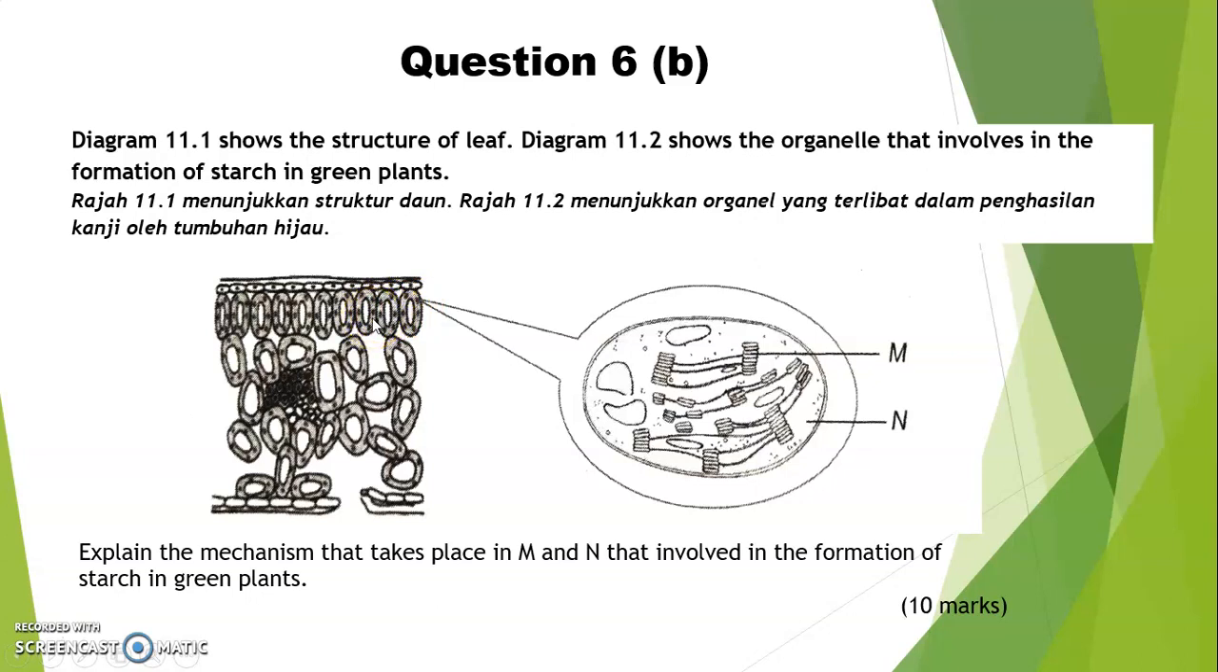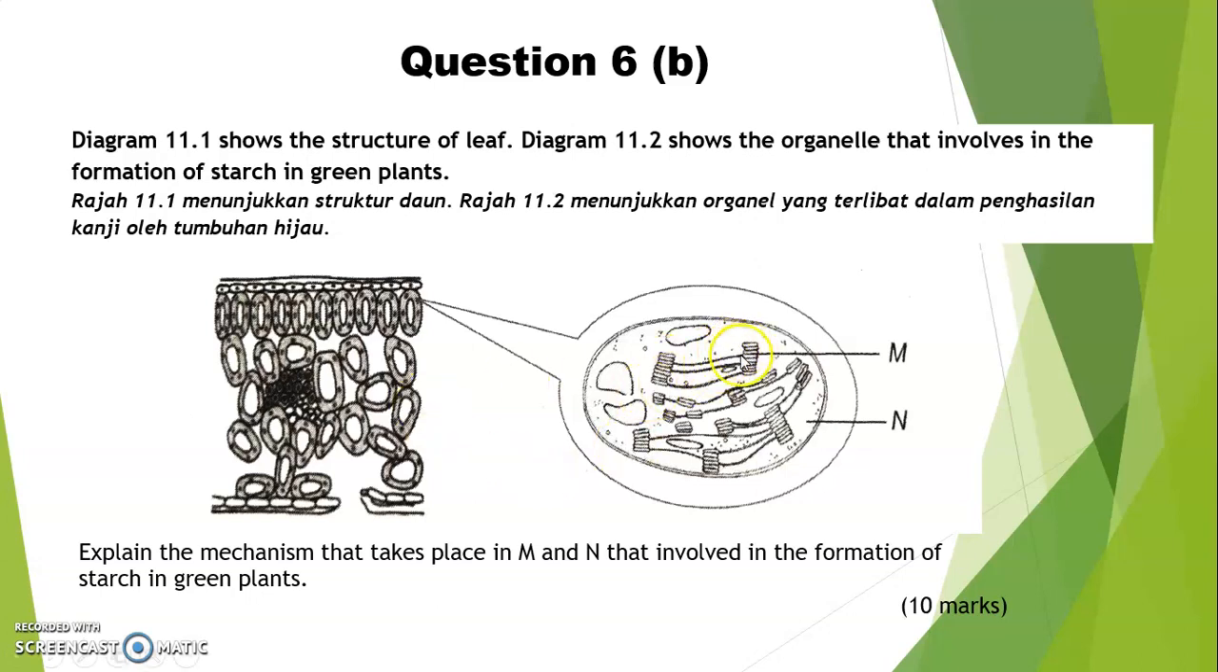Okay, for what? To trap more sunlight for photosynthesis. Okay, we look at the chloroplast. Inside the chloroplast, there is a structure that is very important in the formation of the starch. So actually, what is the formation of starch? What is the process involved in the formation of starch? It is a photosynthesis process.